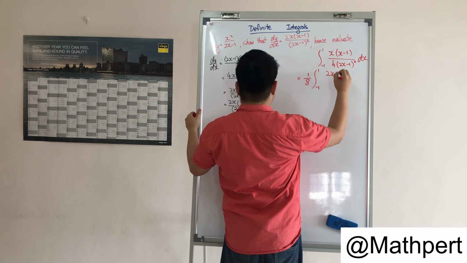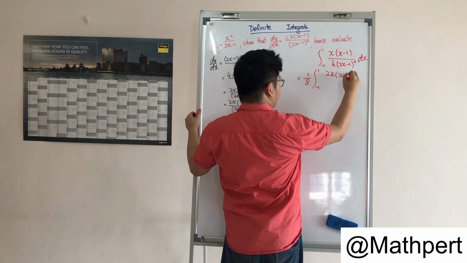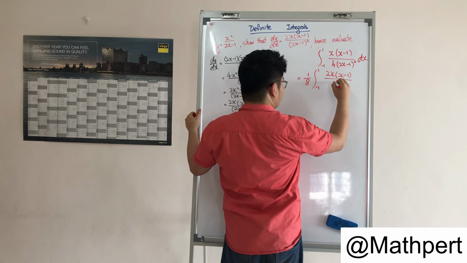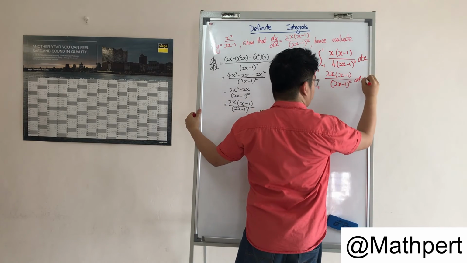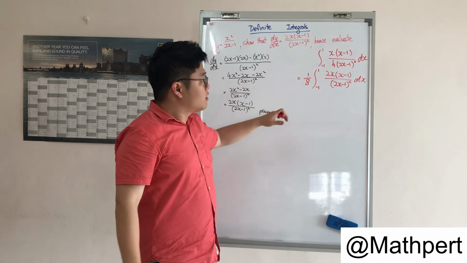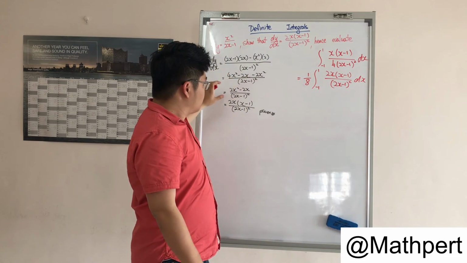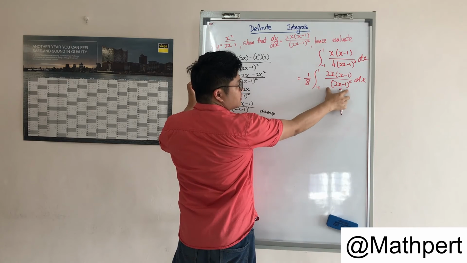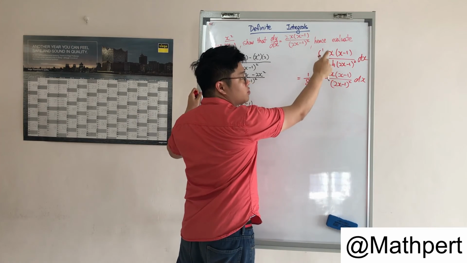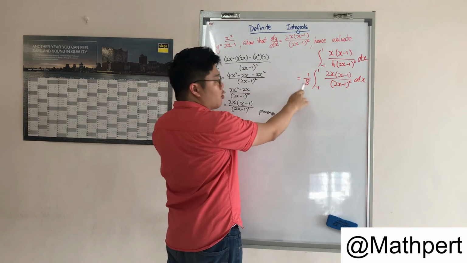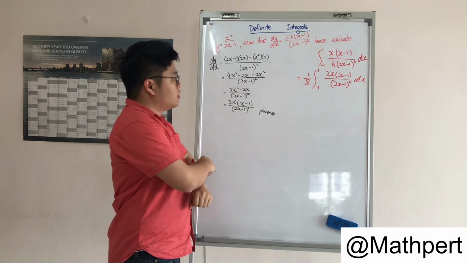The integral of 2x(x minus 1) over (2x minus 1) squared dx. Got it? This part and this part are the same because this function we got from here. We multiply by 1 over 8, which is equal to this. And 1 over 8 is a constant. We can take it out from the integration.